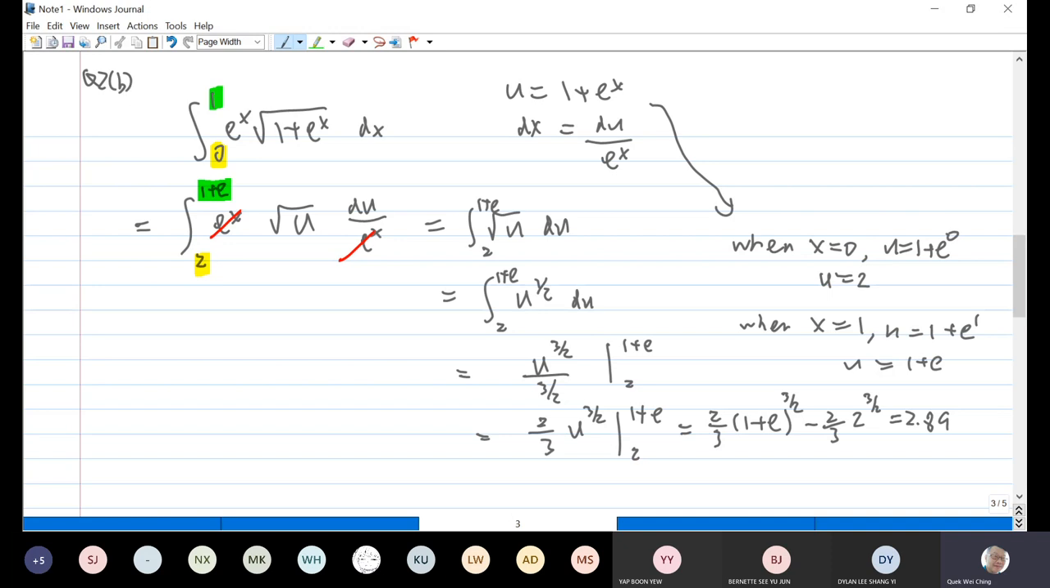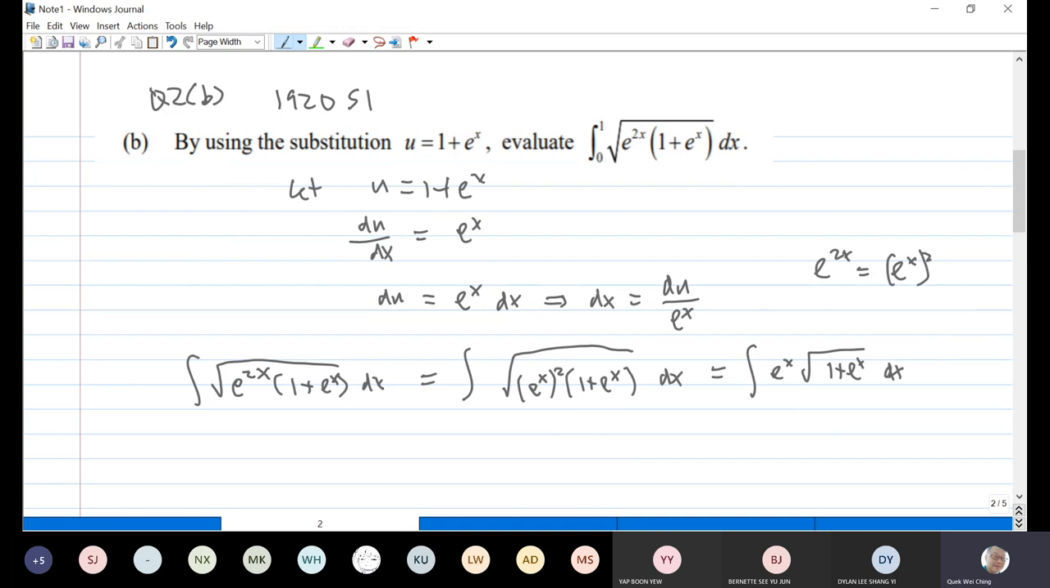So for question 2B, what is the difficulty? Basically, you must recognize that e power 2x is actually e^x squared. Then you can get the answer, and you can see a lot of cancellation after substitution. So this is question 2B.